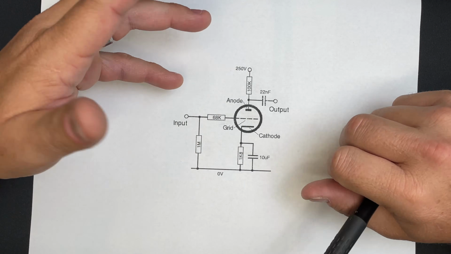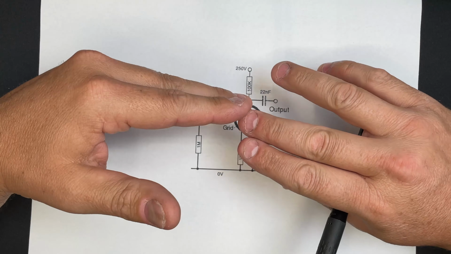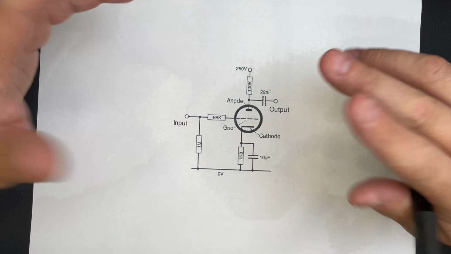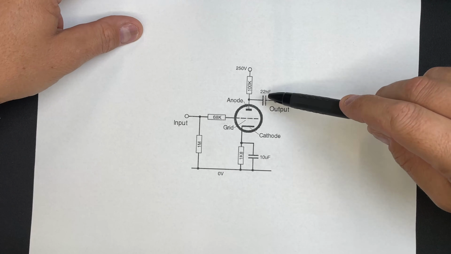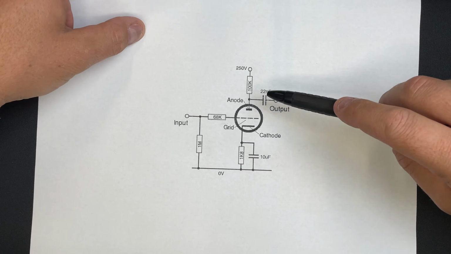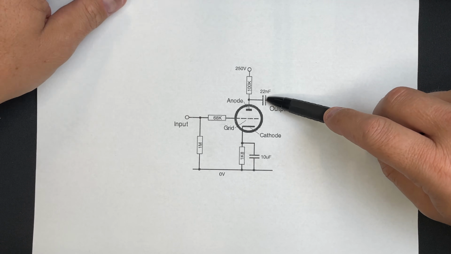Again, the larger the resistor, the more highs you would cut. The lower the resistor, the less highs you would cut. So in this instance here, you must always have a coupling capacitor. There must always be something like that there.